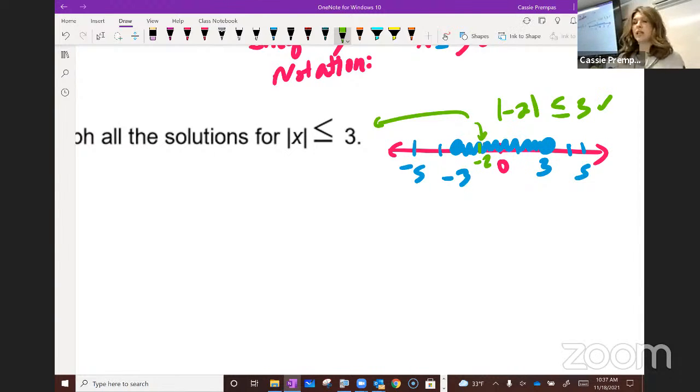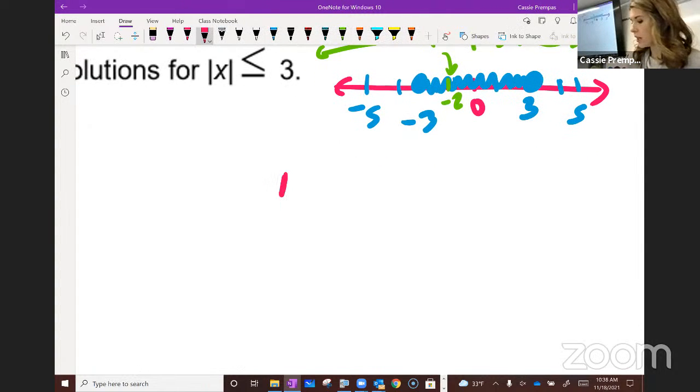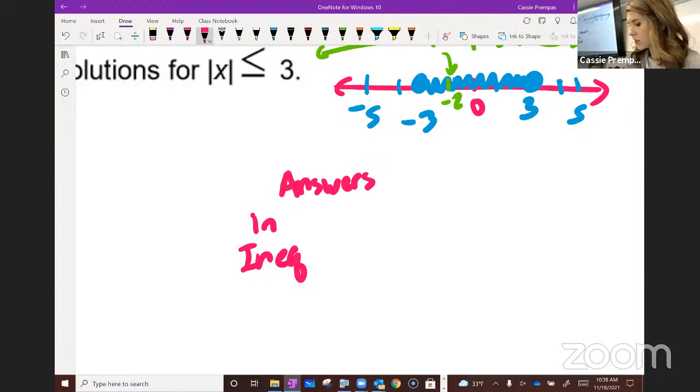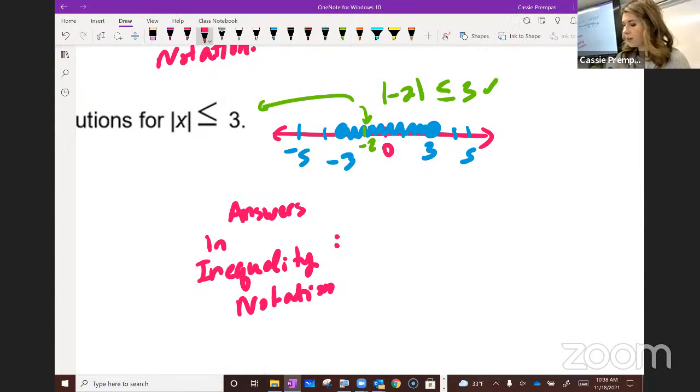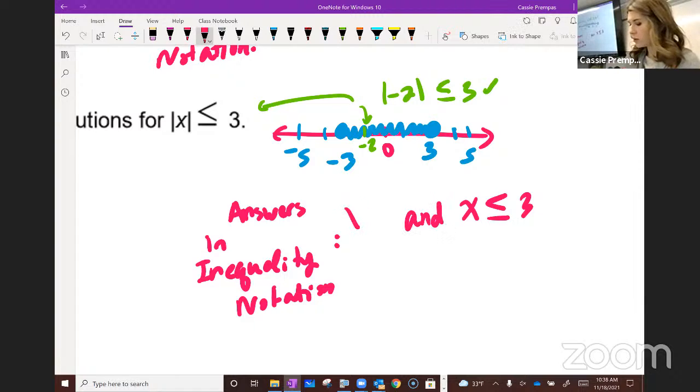Now let's write the answers in inequality notation again, and I want you to see some things that are consistent for both situations. So go ahead and write your answers in inequality notation. That's those less than, greater than symbols. It would look like this. All values of x that are less than or equal to 3, notice they're shaded this way, and all values of x that are greater than or equal to the opposite of 3.